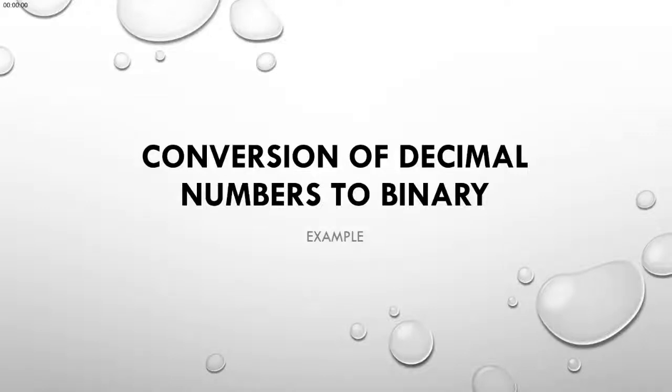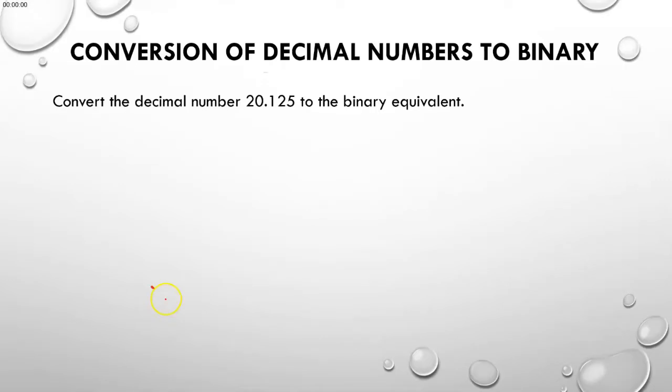This is an example of converting a decimal number to a binary number, and the example requires us to convert a number that has a whole part and a fraction part. We have done another example already. This is the second example.